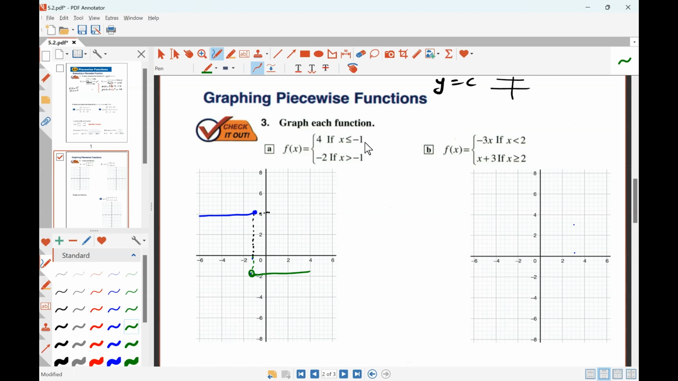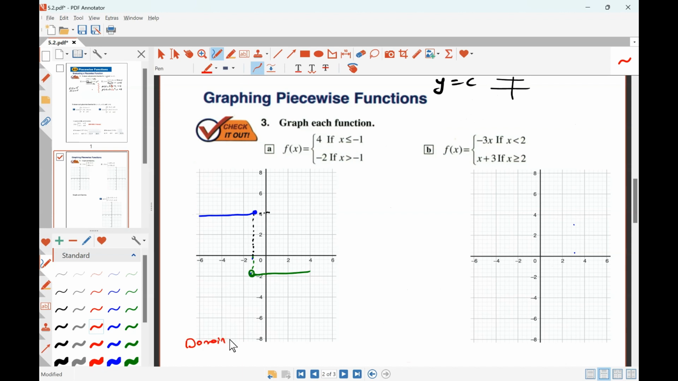Less than or equal to -1 means the point is included. Greater than -1 means the point is excluded at -1. So we have to pay attention to the boundary lines. So that's the way of graphing constant functions. And in this topic, we will be also talking about domain and range, which is pretty essential.